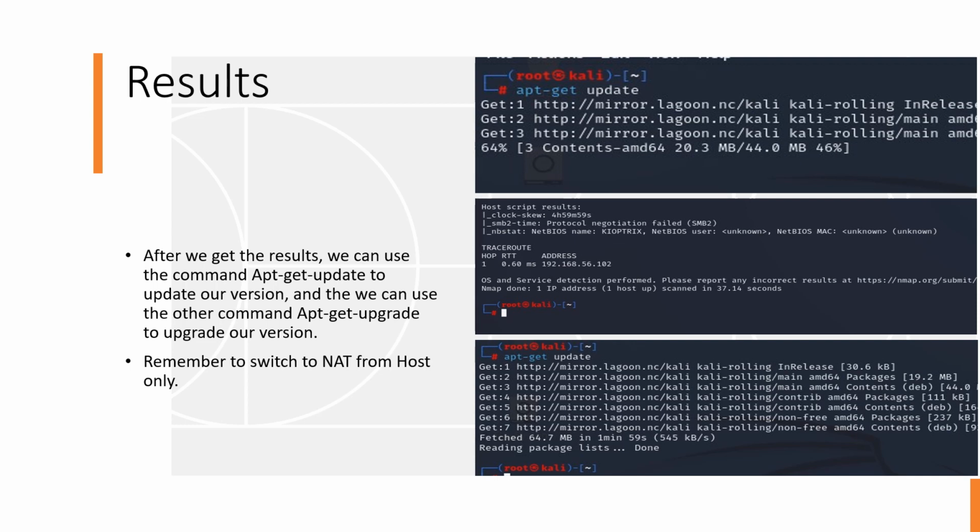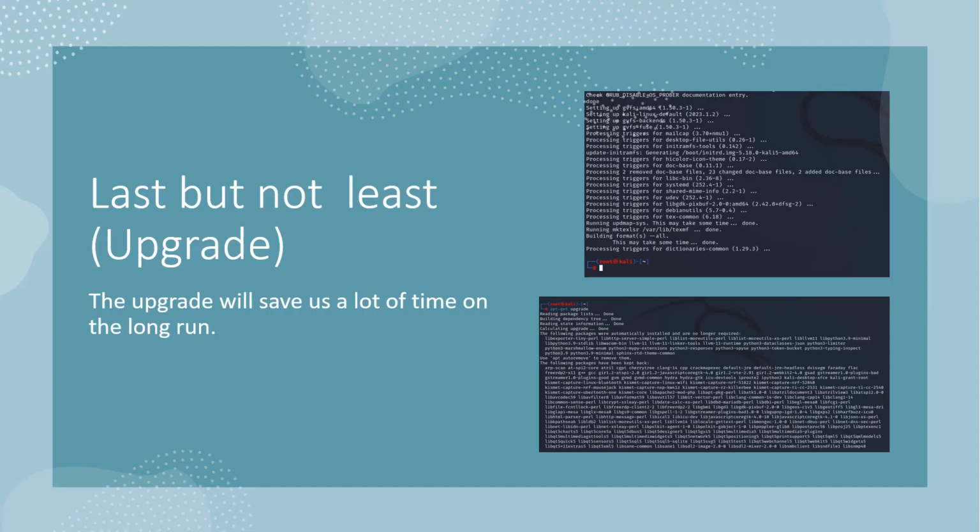Now we're going to do an apt-get update to update the Nmap that we have. After we get the results, we can use the command apt-get update to update the version, and we can use another command, apt-get upgrade, to upgrade our version, which will help us in the long run. But the only thing that we have to do is switch back from host only to NAT so we can perform this. Last but not least, the upgrade will save us a lot of time in the long run if we do the upgrade after the update. As you can see in this slide, I did it as well.